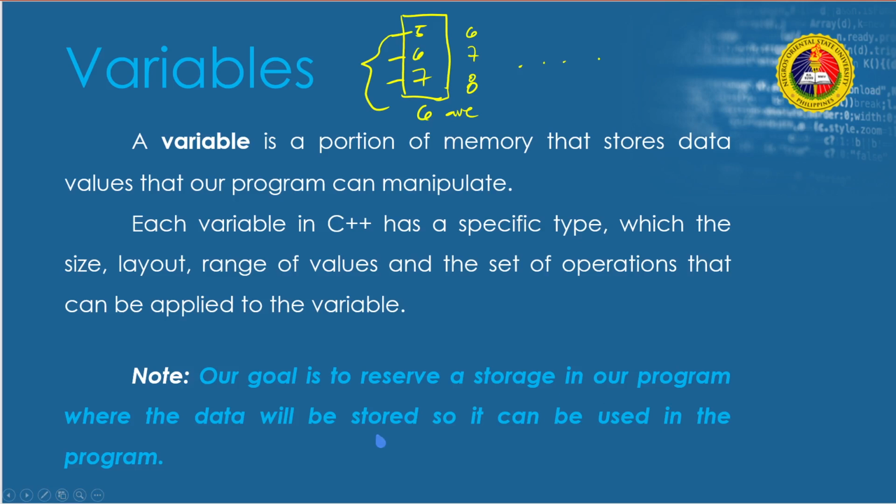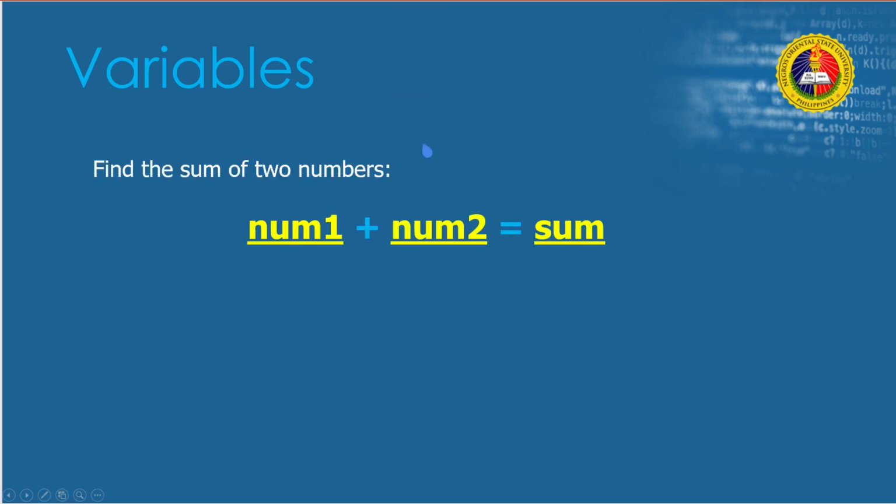My note here doesn't make any sense, but what I'm trying to say is we are going to store the numbers temporarily in our program, on our computer, so that we can use them at a later time. They can be manipulated within the program itself. Alright, we can either compute them, whatever it is that we want to do.